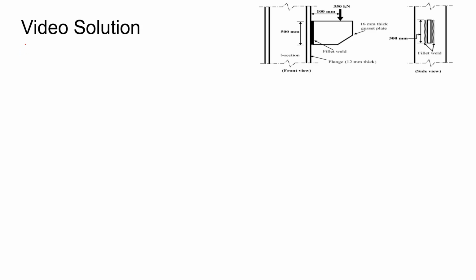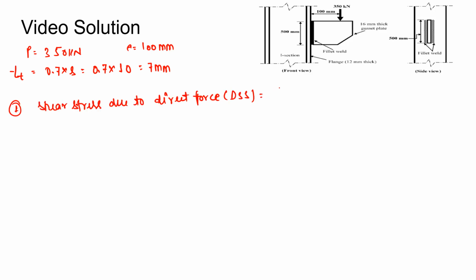Now coming to the video solution, the load here is P equals 350 kilonewton, E is 100 mm, throat thickness TT equals 0.7 into size of weld given as 10 mm, so it will be 7 mm. Now the first thing, shear stress due to direct force or direct shear stress will be P upon 2H into T. So P is 350 into 10 to the power 3 divided by 2 into H, given as 500 mm, into T which is 7. When we solve it, the direct shear stress Q we are getting is 50 Newton per mm square.